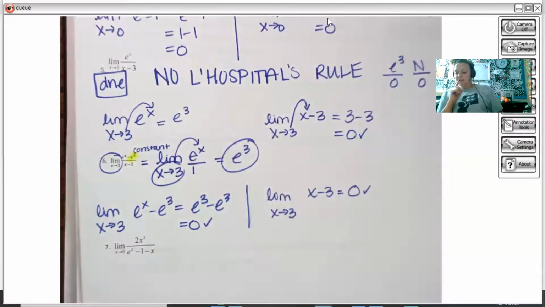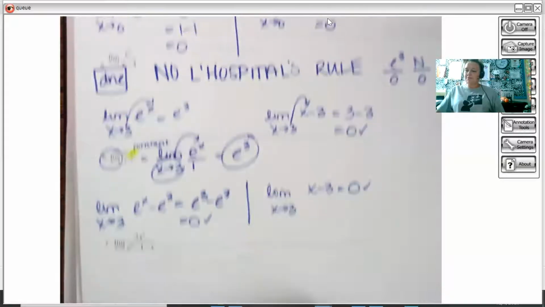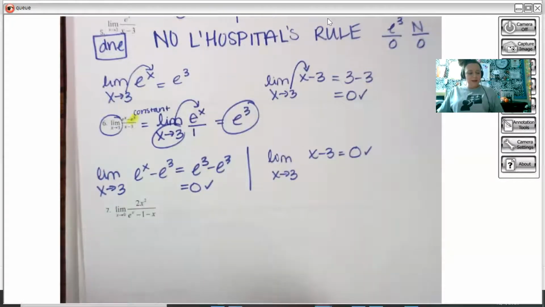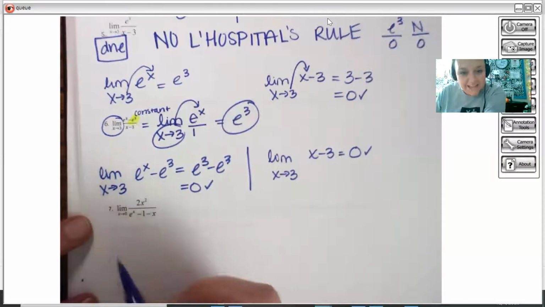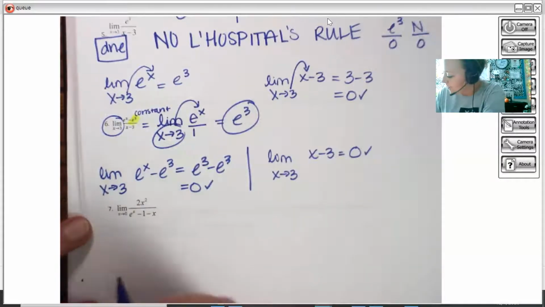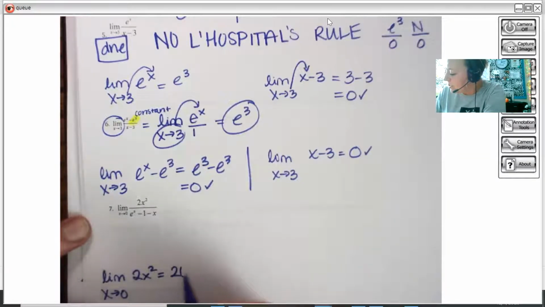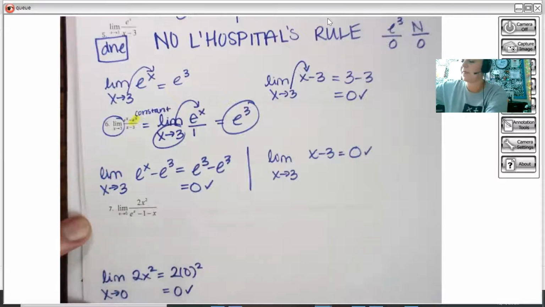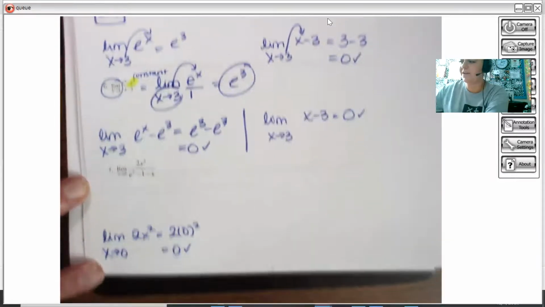All right, take a look at the next one, number 7. We have x approaching 0. So I'm going to plug that in top and bottom, check my limits. If you get 0 on top and on bottom, you can use L'Hopital's rule. So let's see if we can use it here. So limit as x approaches 0 of 2x squared would be 2 times 0 squared, which is 0. Put a little check mark there. We got a 0 there.